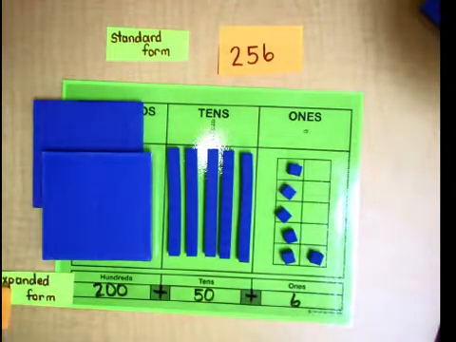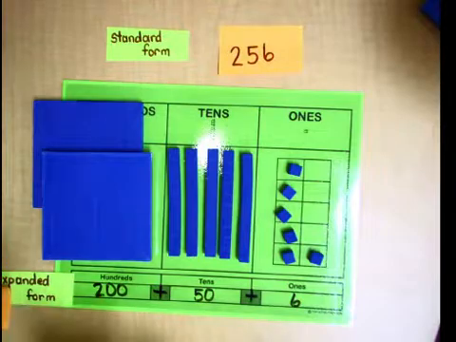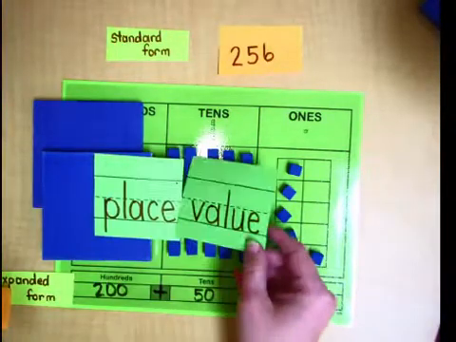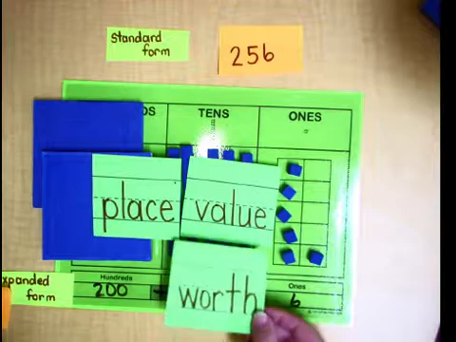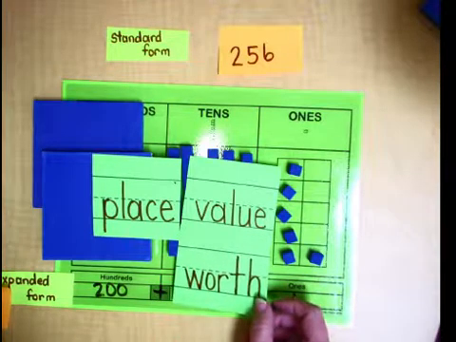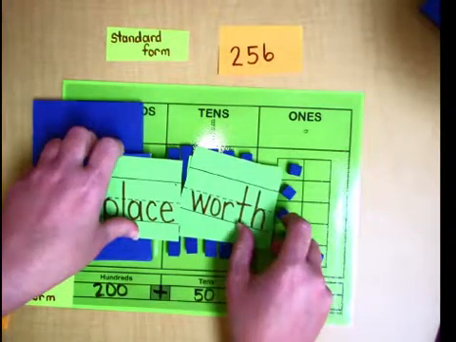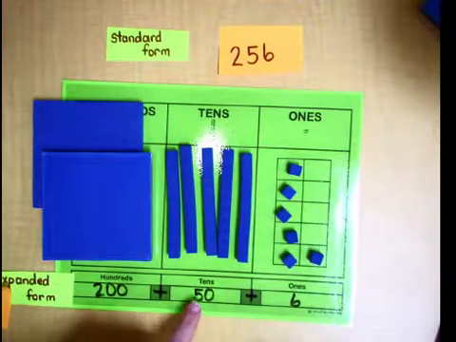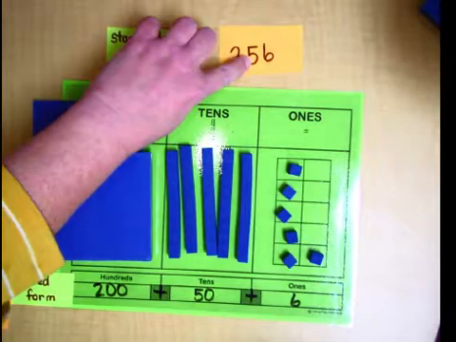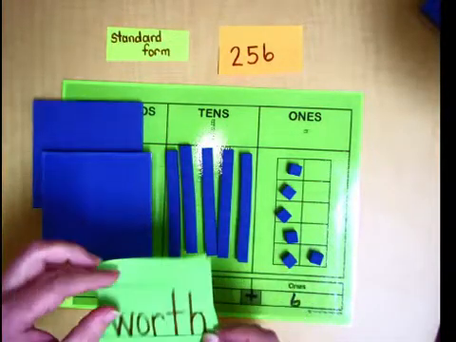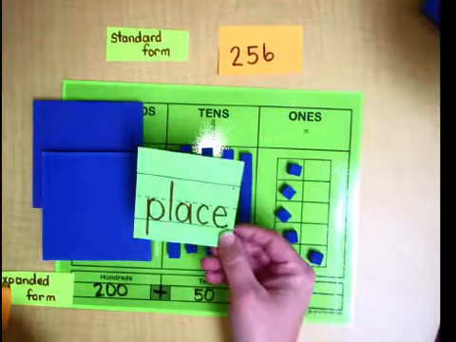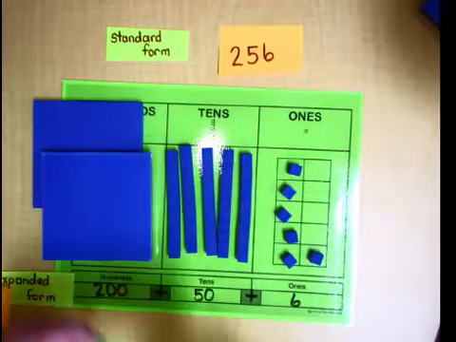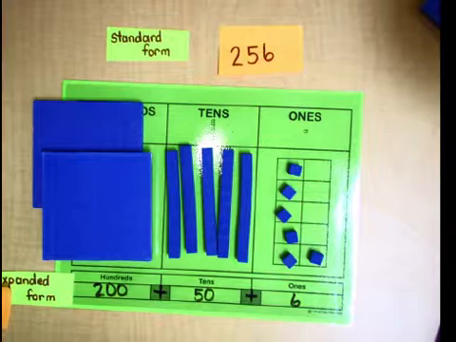Okay, I can't wait to see your work on this as we continue our discussion of place value. And remember, the word worth is kind of the same thing as place value. So if somebody says, how much is the 5 worth in 256, you're going to say 50 because 5 tens is worth 50 because it is in the tens place and it has a value of 50. Okay, can't wait to see your work.